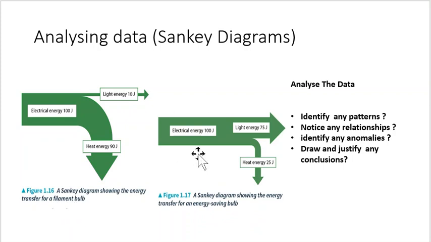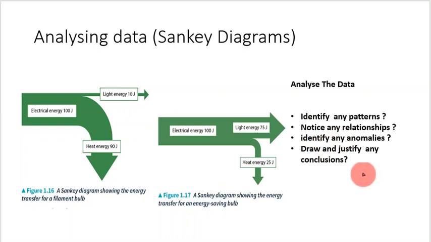So what are the patterns? We can see that these filament bulbs actually waste an awful lot of electrical energy. The energy is just being converted into heat. Whereas with these energy saving bulbs, a lot of the electrical energy is being converted into light, and that's good. In relation to using electricity, the energy saving bulbs are much more efficient than the old filament bulbs. There's not really any anomalies that we can notice here.